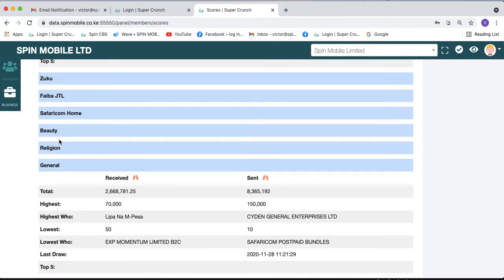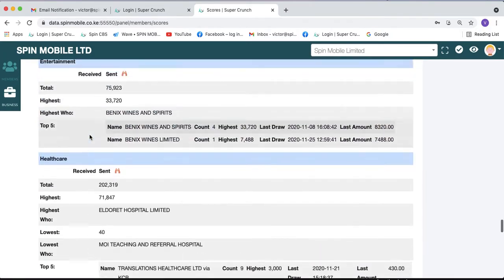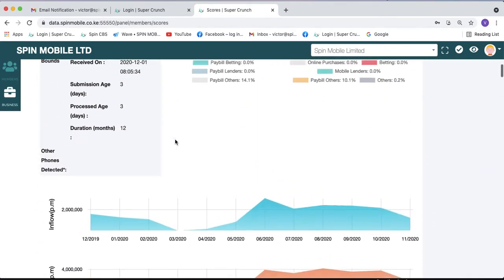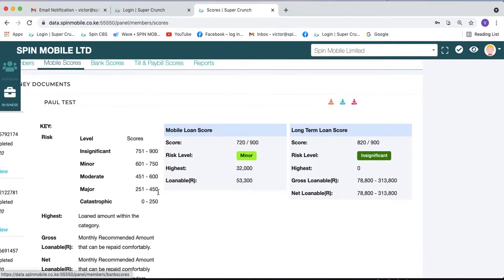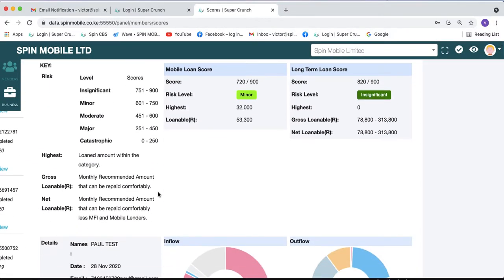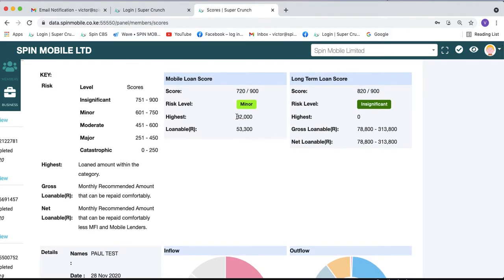Other aspects, like religion, or where you go for beauty, shaving, a barbershop or salon, can also give us an indication of whether you're struggling financially or not. So that's just an indication in terms of the mobile money statement. Of course, that data is then channeled through our algorithms and big data tools, which generate a score for mobile loans, which are unsecured loans, and a score for long-term loans, usually collateralized and long-term in nature. It also gives us how much this individual can afford in terms of a loan.